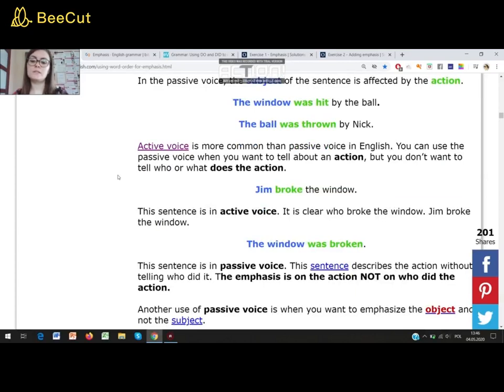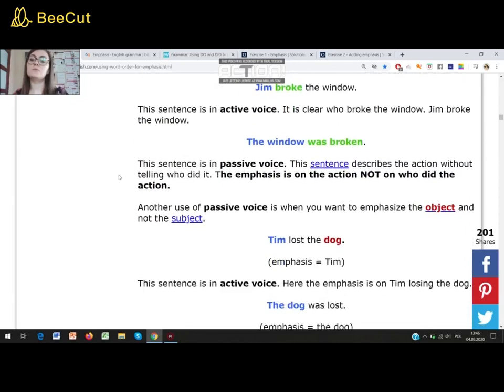You can use the passive voice when you want to tell about an action, but you don't want to tell who or what does the action. For example, Jim broke the window. This sentence is in active voice. It is clear who broke the window. Jim broke the window, right? But we can also say the window was broken. And this sentence is in passive voice. This sentence describes the action without telling who did it. The emphasis is on the action, not on who did the action.